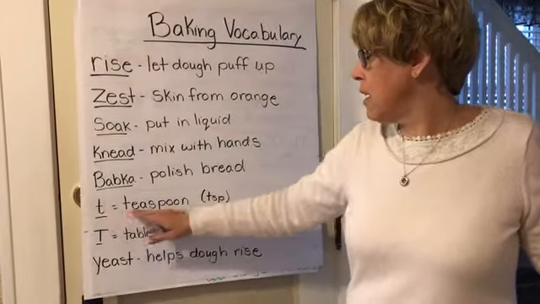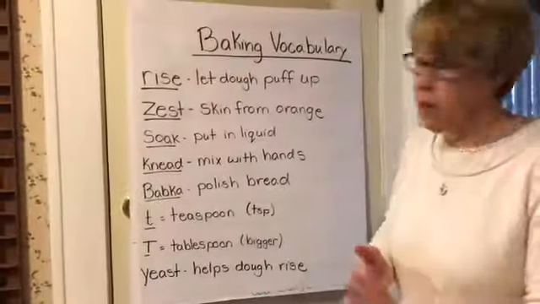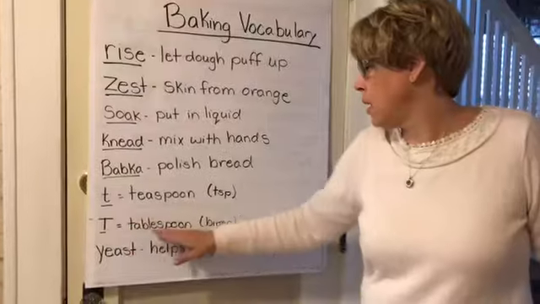A small t equals a teaspoon, and this is a teaspoon. If I wanted a tablespoon, it would be bigger. I don't have one of those out here right now, but a tablespoon is a capital T.